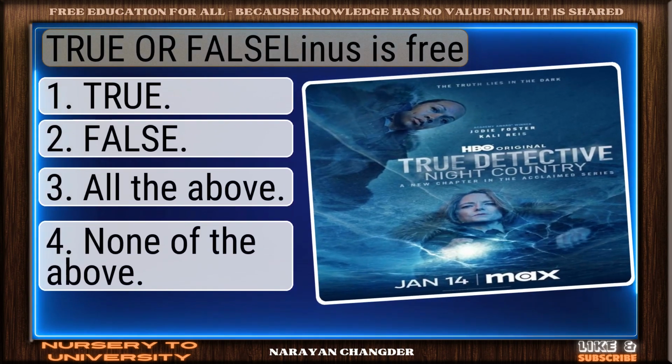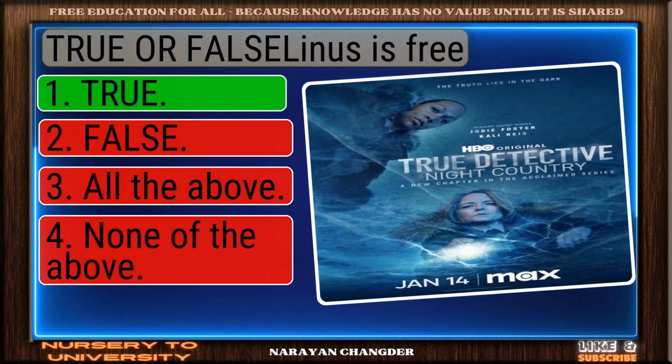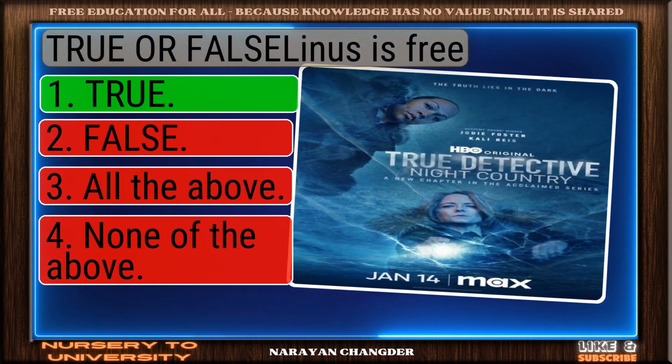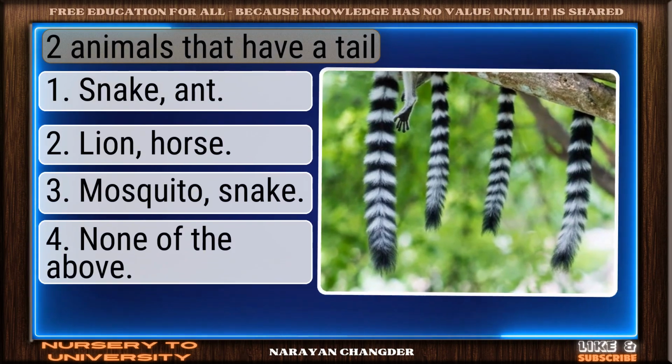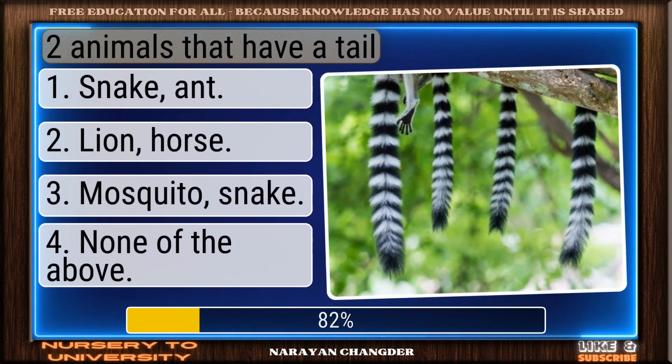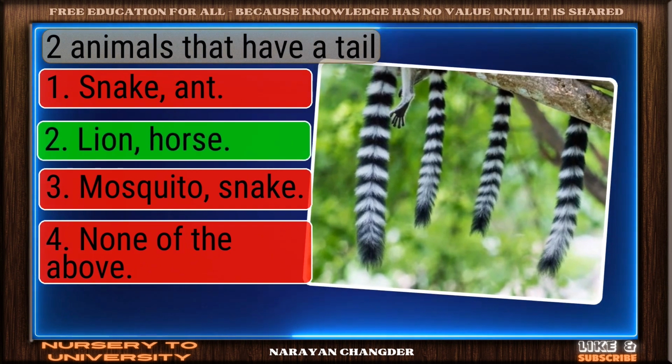True or false, Alignus is free. Nice selection. True is the correct and valid answer. 2 animals that have a tail. Smart move. Lion, horse is an accurate answer.